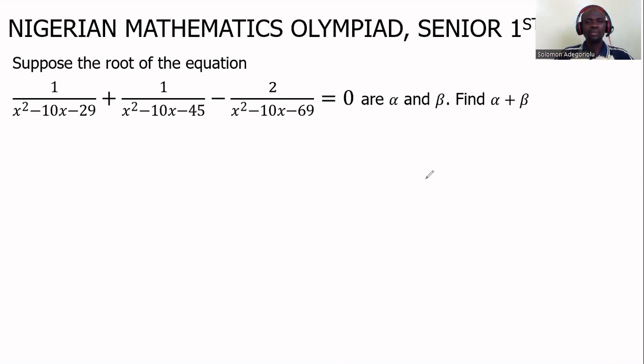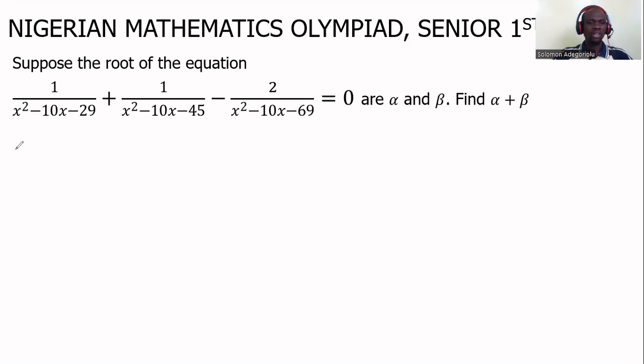In the Nigerian Mathematics Olympiad senior category first round, like I've said, we have the question: suppose the roots of the equation 1 over x squared minus 10x minus 29, plus 1 over x squared minus 10x minus 45, minus 2 over x squared minus 10x minus 69 is equal to 0, are alpha and beta. Find alpha plus beta.